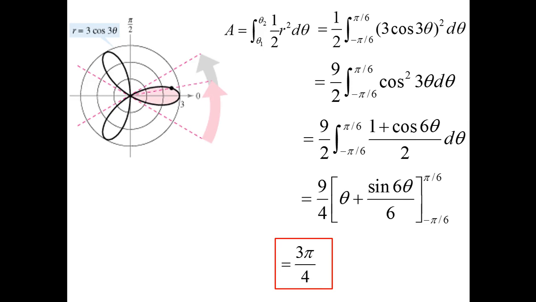And what you'll notice is there are lots of ways to set up these problems. So, like I said, you could have gone from 0 to pi over 6 and just gotten the half of that petal and doubled it. And there's other ways to do this, but that was just the way that I came up with first.